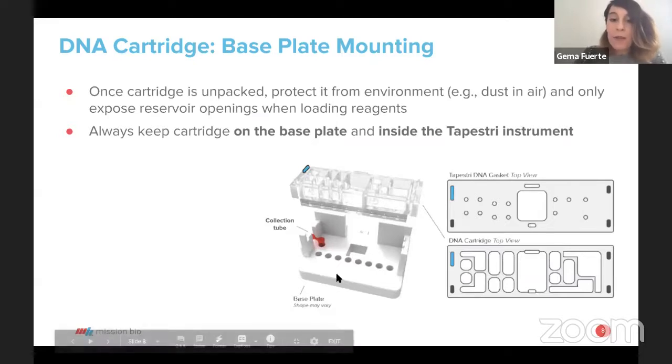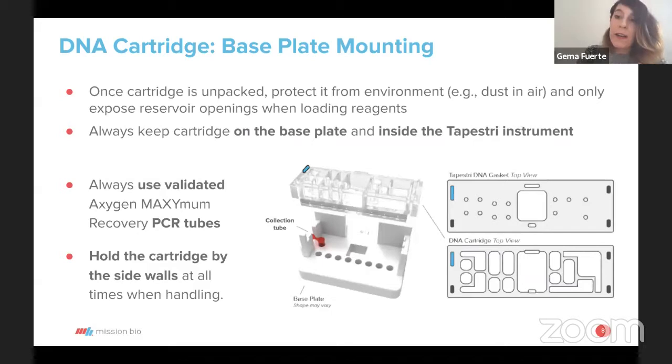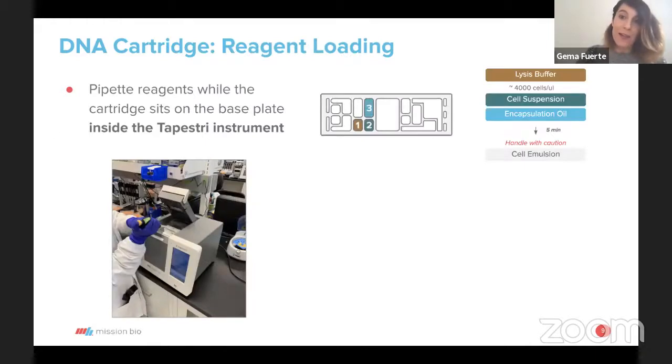So this is a picture of a real cartridge, and what you see below is the base plate. The cartridge sits on top of the base plate. And you see that tube over there? That tube is where we will collect all the emulsions that we generate during the encapsulation step, which takes 5 minutes. As I said, we're always very careful to not contaminate the cartridge, and we specify people to work with the cartridge on the base plate inside of the Tapestri instrument to pipette the reagents. And this is what you see here in this picture. So you have the cartridge on the base plate inside the Tapestri instrument, and in this way, when you pipette the reagents, you avoid any sort of dust or debris that could come from above.